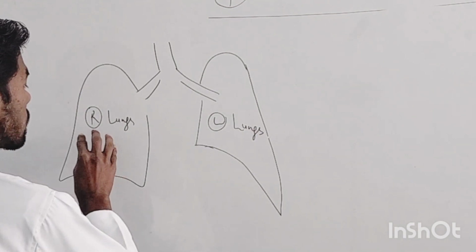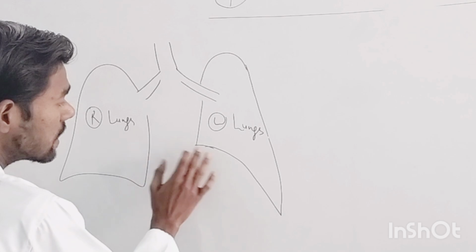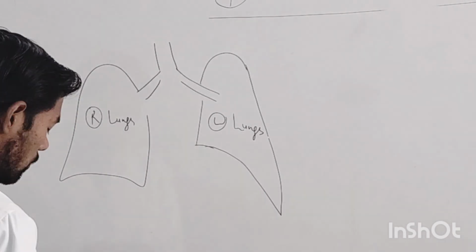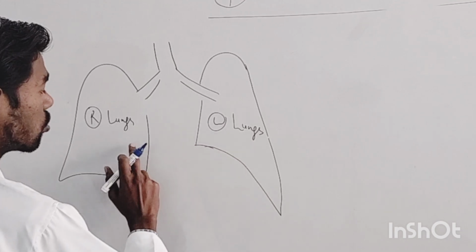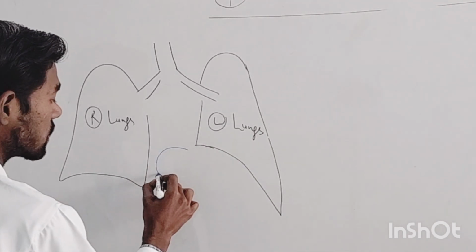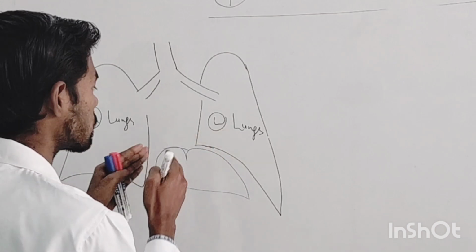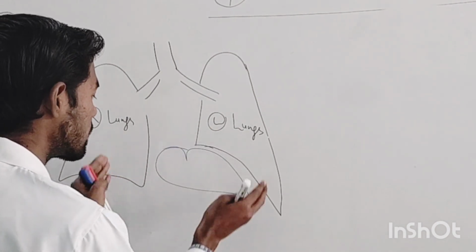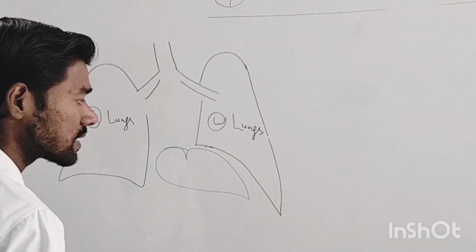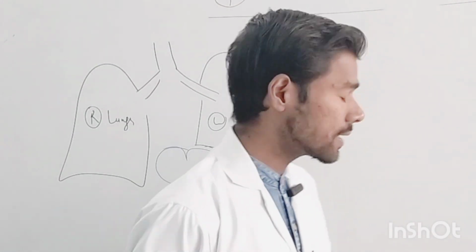Now you can see the right lung is properly drawn, but the left lung is a little bit like a cutout. Why did I make a cutout lung? Because our heart is located between the two lungs and it is tilted a little toward the left side. The space between the lungs is called the thoracic cavity. And our heart is located in the thoracic cavity.